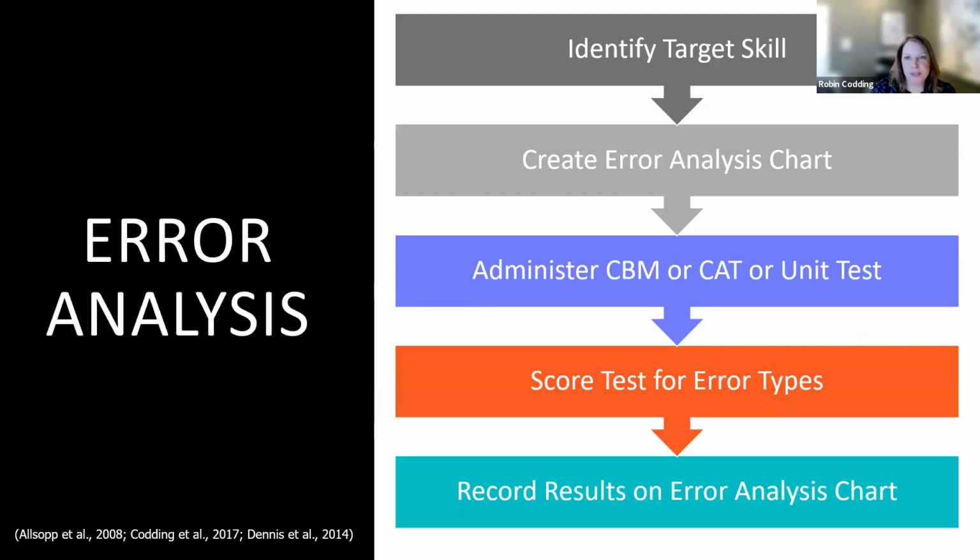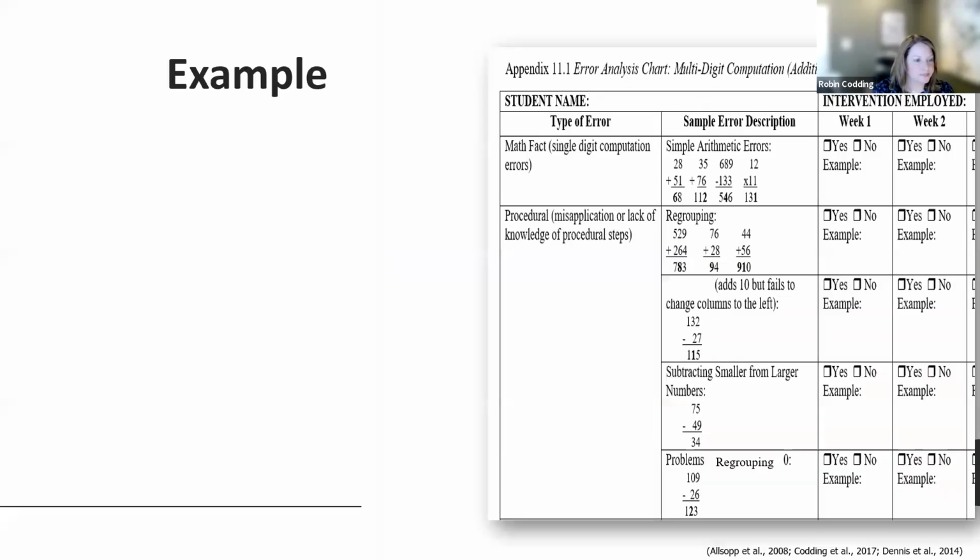The other one is to simply do an error analysis. So here you are identifying the target skill. You can create your own error analysis chart, administer a CBM tool, or a computer adaptive test might give you some of these data, or even a unit test. You're going to score the test for error types and record those results on an error analysis chart.